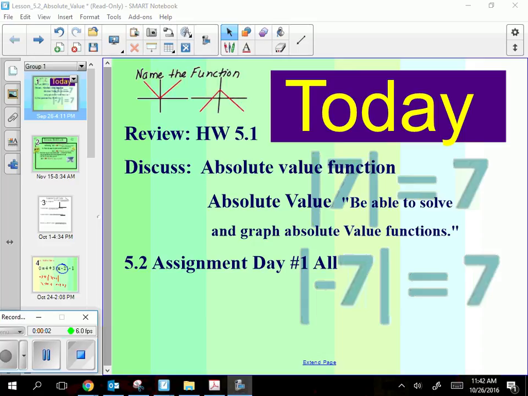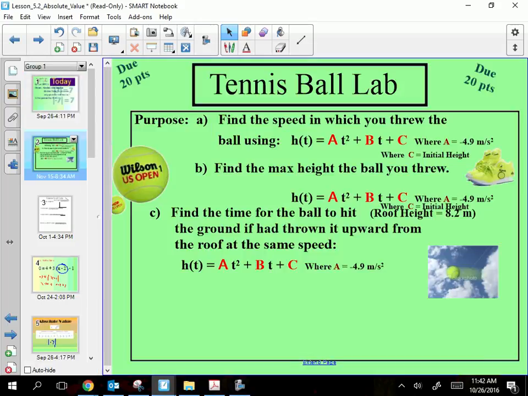Okay, today is 5.2, day 1, and it's about absolute values. So just a quick note on the lab. The only other thing now that you need is your initial height, your starting height. That goes in here. It's definitely important.